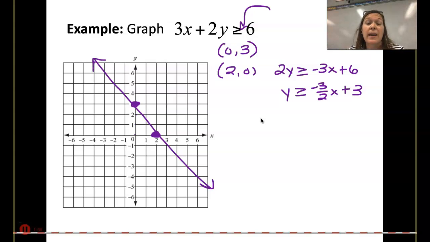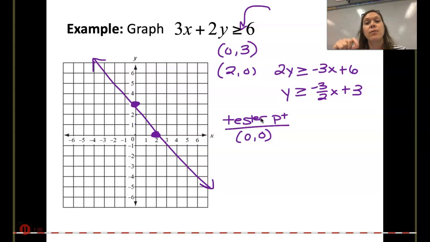And now we've got to decide where to shade. When we were doing just one variable inequalities, we would either shade to the right or to the left, depending on which way our inequality sign was going, right? If I want greater than, I would go to the right, less than would go to the left. So now we need to pick a tester point. Usually the smartest tester point to pick is the point 0, 0. If your line happens to go through 0, 0, then you can't use 0, 0, so you have to come up with a new tester point.